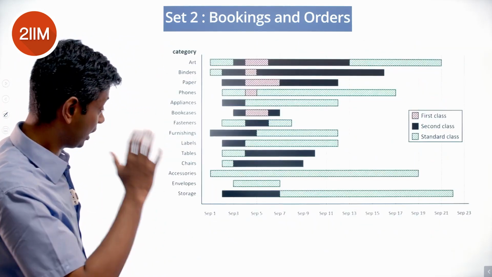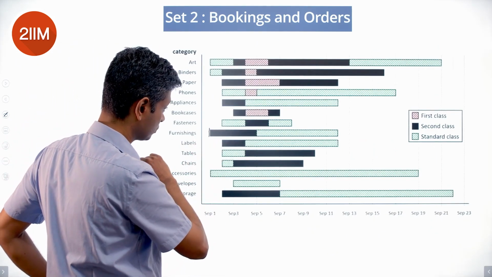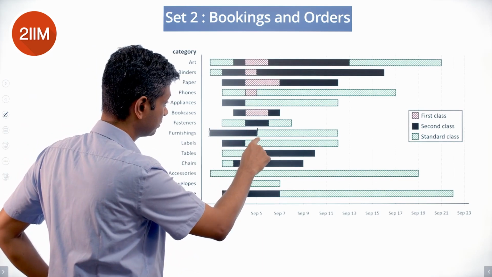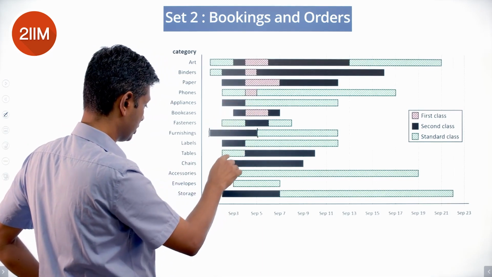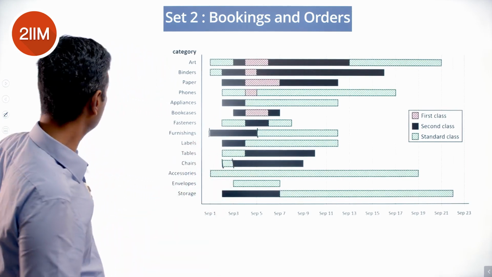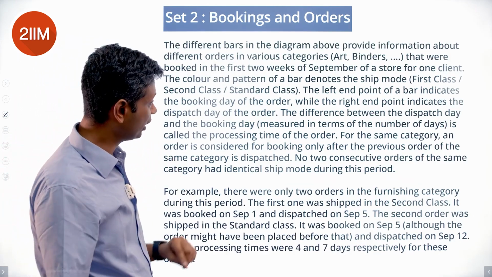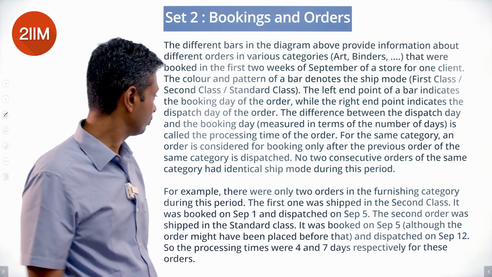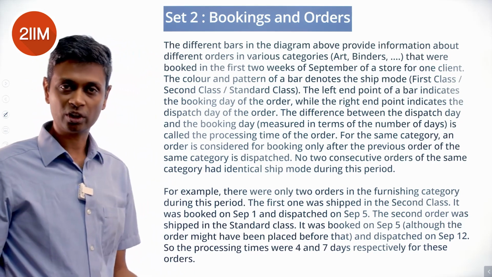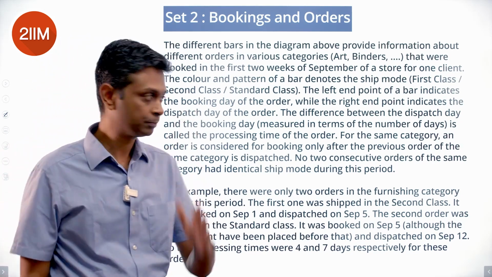First class, second class, standard class. So let's say furnishings were booked on September 1 and shipped on September 5. Chairs were booked on September 2 and shipped on September 3. That's what we're trying to say here. The difference between the dispatch day and the booking day, measured in number of days, is called the processing time of the order. So you book on September 2nd, ship on September 4th, the processing time is 2 days.